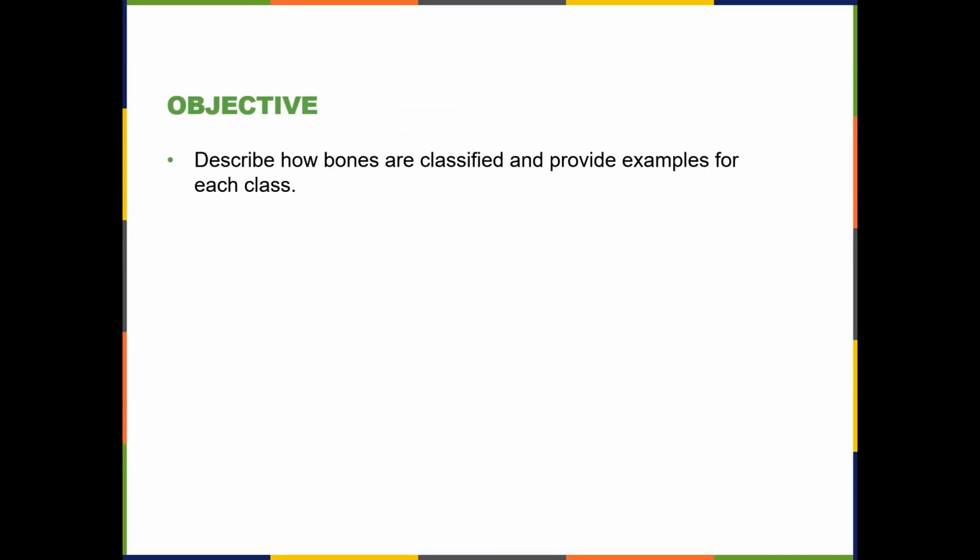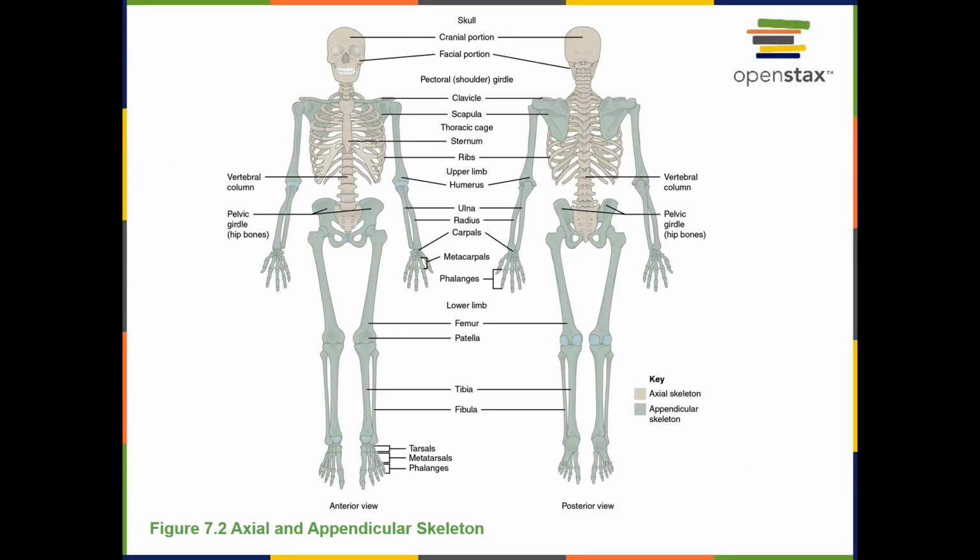In this video, you'll learn about the classification of bones. The skeleton consists of 206 bones in total, and we categorize those bones as either axial or appendicular.